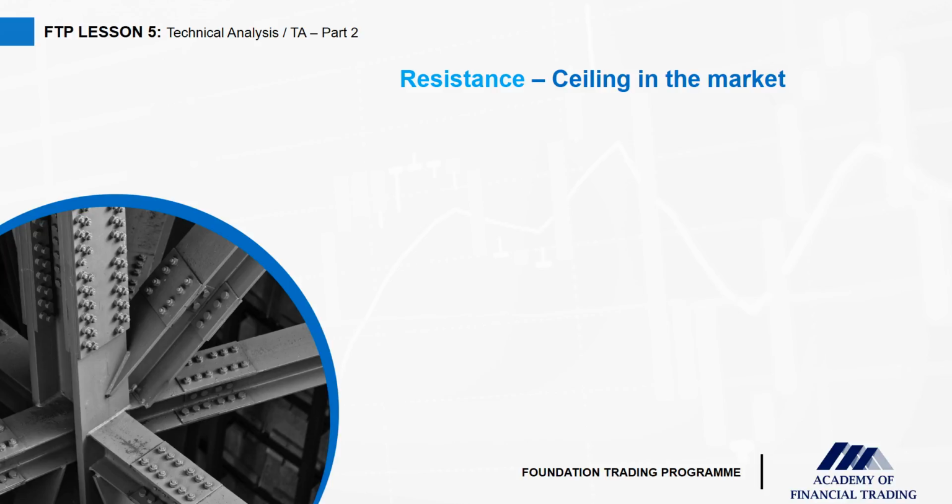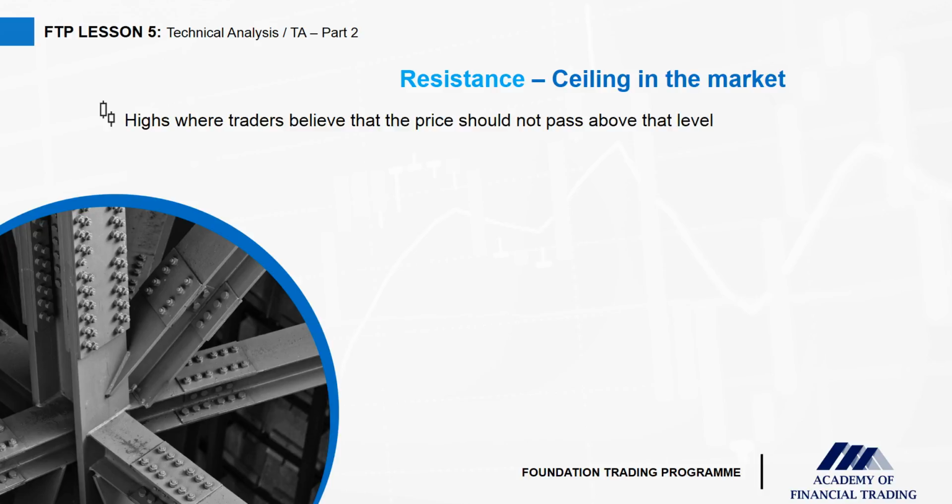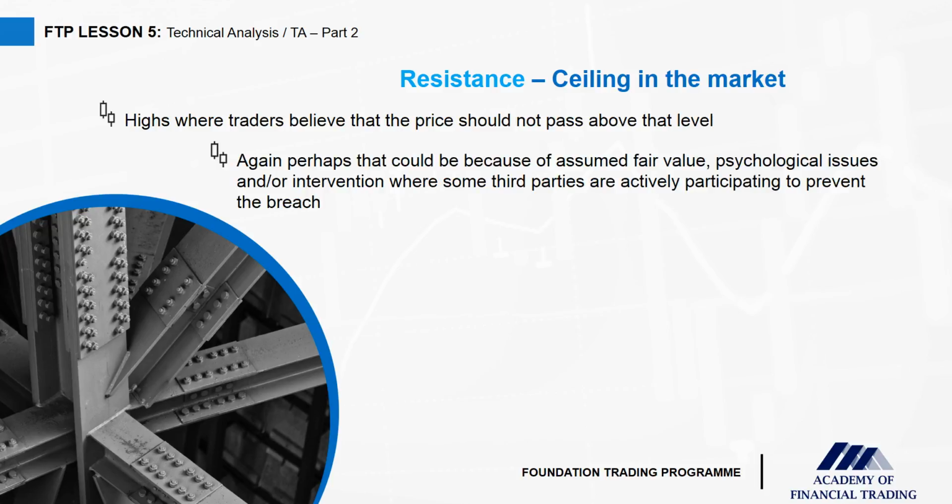And at the same time, we don't care about stock going up or whether it's going down. We just care about knowing when to go long and when to go short because we're just here to make money. We can save the world in our free time at the weekends cleaning up beaches. Right now, let's just make bigger checks. So highs where traders believe that the price should not pass above that level is the resistance. It's the ceiling. And again, perhaps that could be because of assumed fair value, psychological values, and or intervention when some third parties are actively participating to prevent the breach.